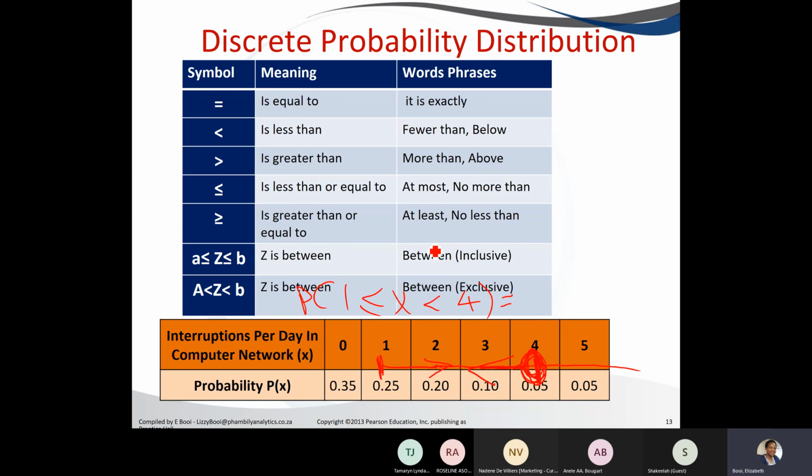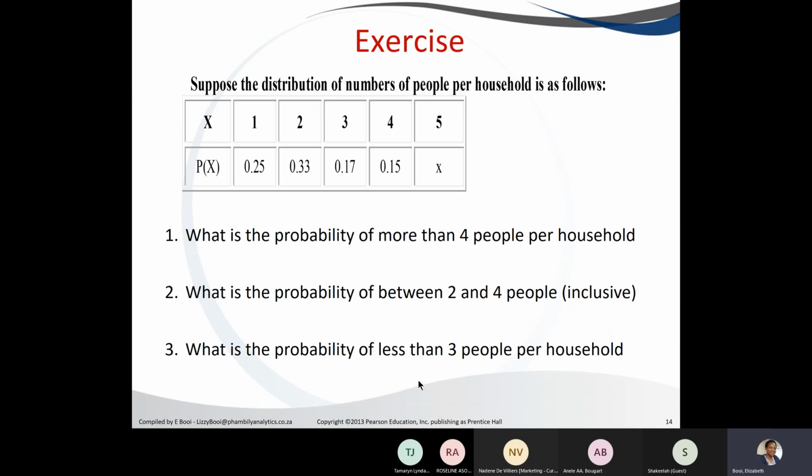Therefore, this will be the probability that X is equal to 1 plus the probability that X is equal to 2 plus the probability that X is equal to 3. I hope you get my point, which then is 0.25 plus 0.2 plus 0.1, which is 0.55. That will be the probability. And with that, you have an exercise to do.